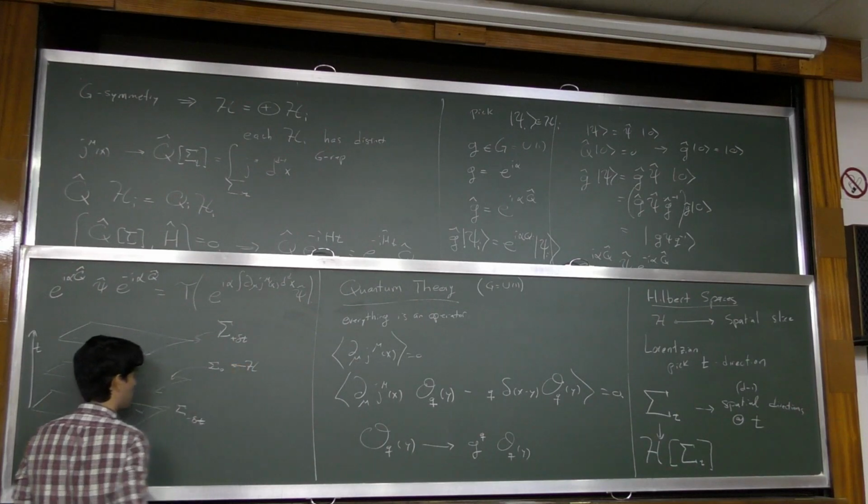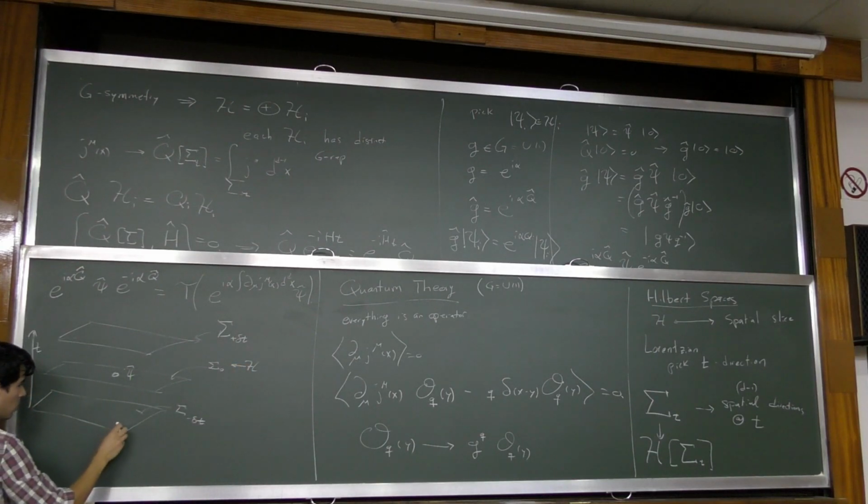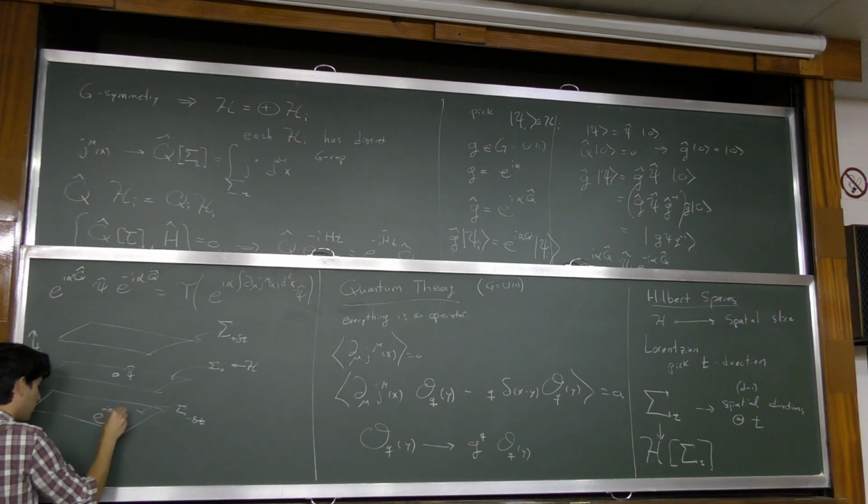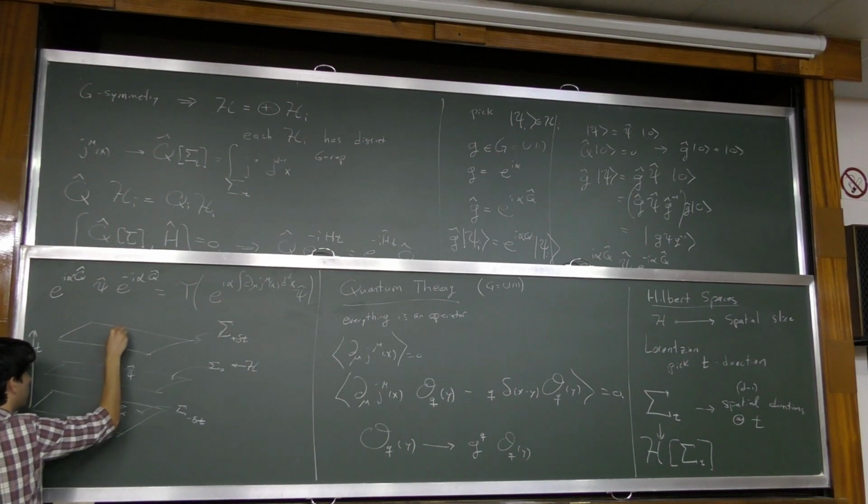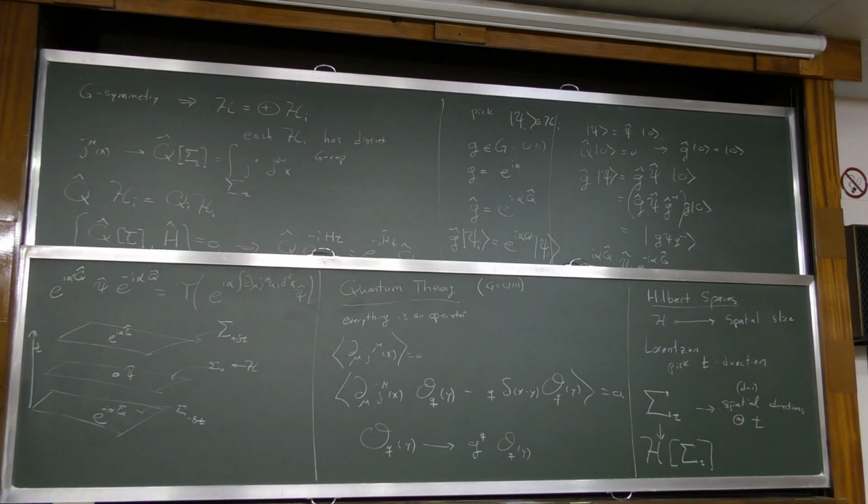So here's where our public space lives. Here I'm going to put this e^{-iα₂ hat}, and here I'm going to put that α₂ hat. Cool. Now, in order to compute this sandwich, I can actually take this limit as delta t goes to zero.